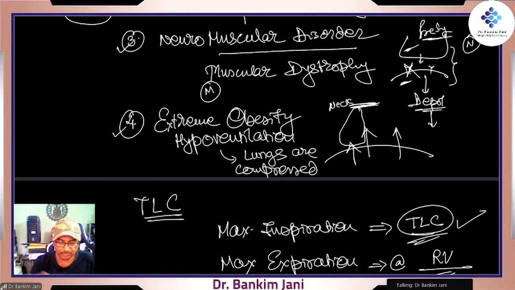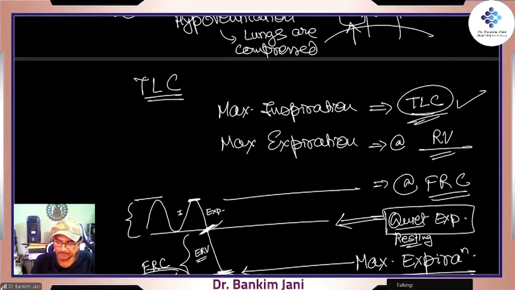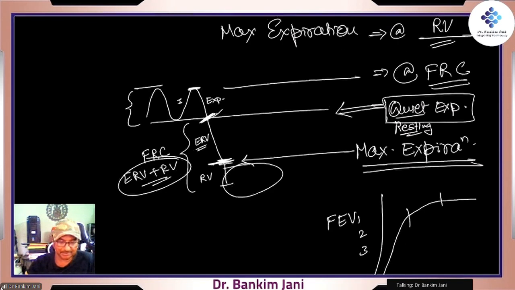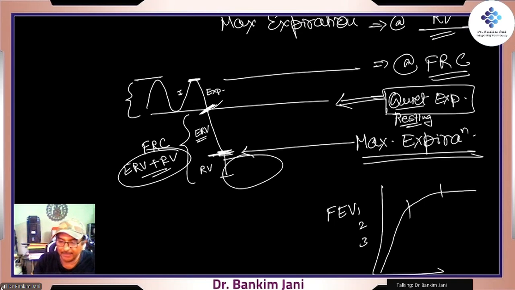So that's why it's so important. Maximum inspiration is the total lung capacity, and maximum expiration is at residual volume. These are some very important levels. Quiet expiration is the level at which this is the resting level. Maximum expiration is the end of ERV, correct?